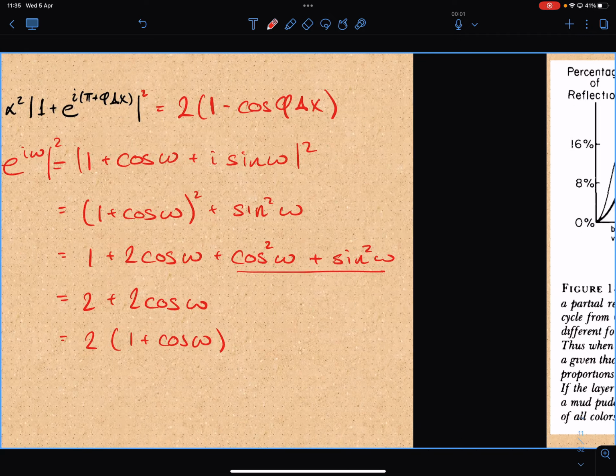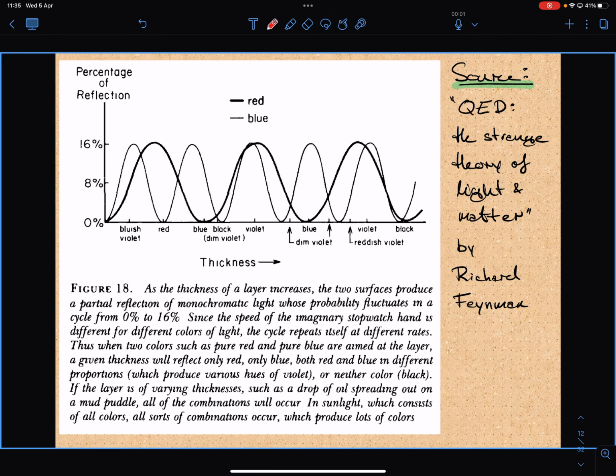So yeah, this is what happens, and this is the graph. This is taken from the book. In here, we have a graph of how much is reflected based on thickness. And the dark line is how much is reflected for the red wavelength.